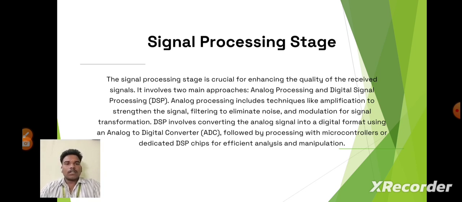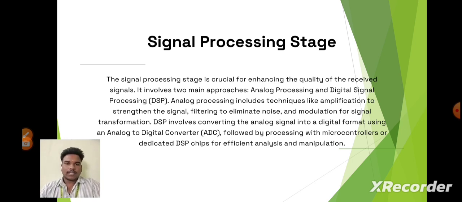So in the signal conditioning stage, we will modify our input or output according to the user. In the signal processing stage, it will be enhancing the quality of the received signals. It involves modifying the quality of the signals, and it also involves two main approaches: analog processing and digital signal processing. Analog processing includes techniques like amplification.